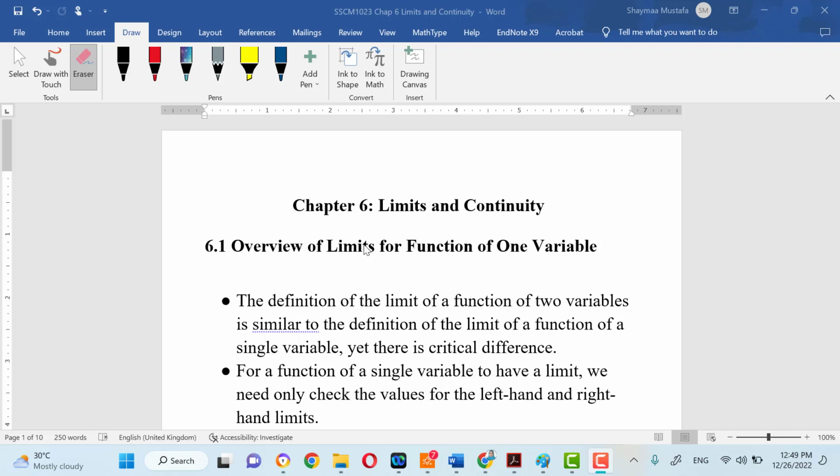Today we will start chapter 6, limits and continuity. We will learn how to calculate the limits for a function of multiple variables, for two variables. But first we have to revise the limits for a function of one variable. We have to revise how we calculate the limit if I have a function of one variable, y is equal to f of x.